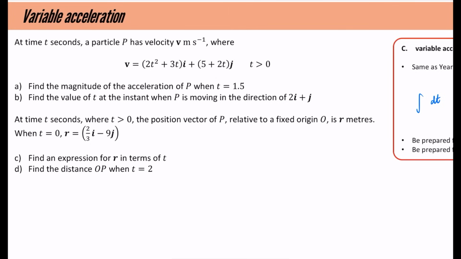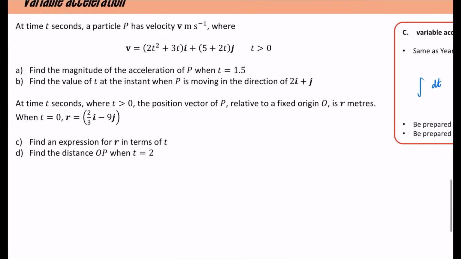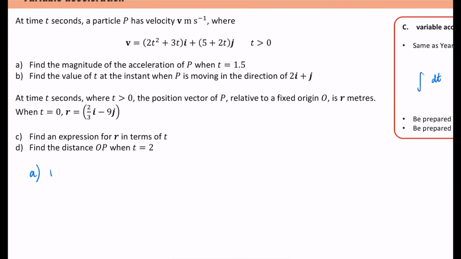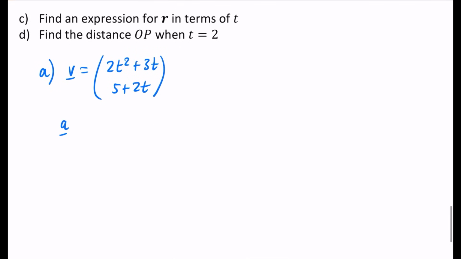And the first thing that it wants us to do is to find the magnitude of the acceleration of p when t is 1.5. Well, we've been given the velocity and we want to find the acceleration, so we will differentiate. Now, as usual, I always like to write things in column vector form. So we have 2t squared plus 3t, and then we have 5 plus 2t. Now, you don't even really have to show that you're differentiating. It's implied by what you're doing.